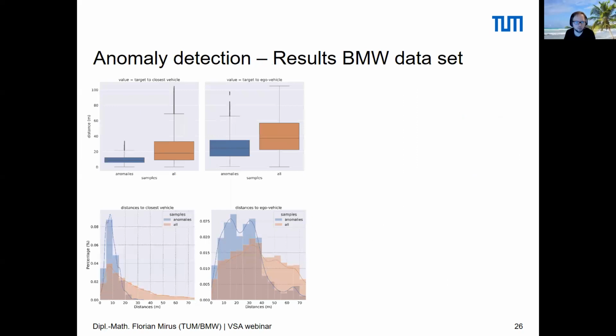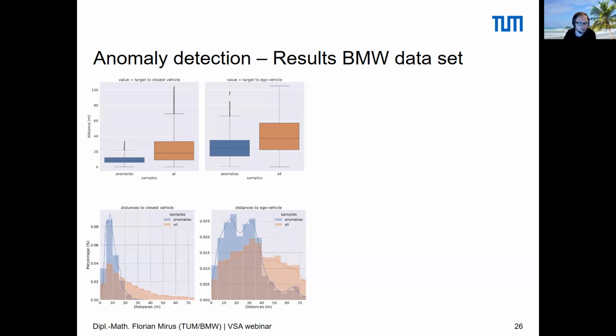And since it's not possible to have a qualitative analysis here, I look again at the metrics that I've used in the previous analysis. So here we have again the distance between the target and the closest vehicle, and the distance to the ego vehicle, where the blue bars and boxes indicate the anomalies, and the orange bars and boxes indicate the complete data set.